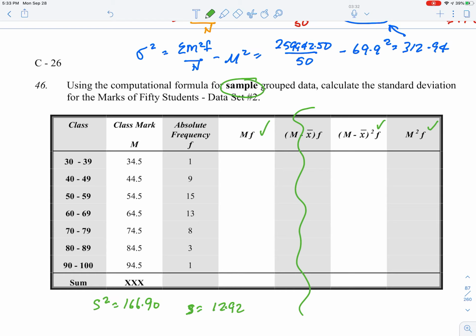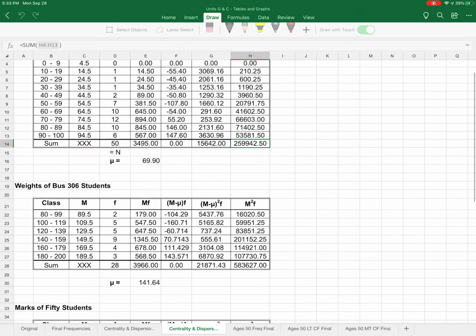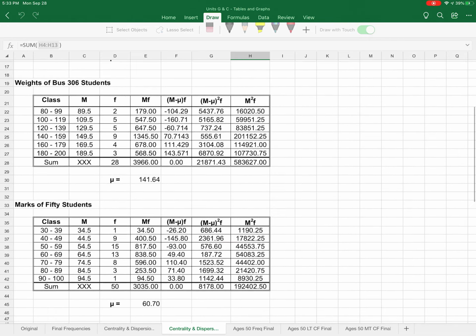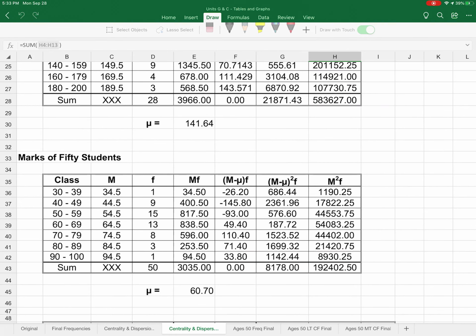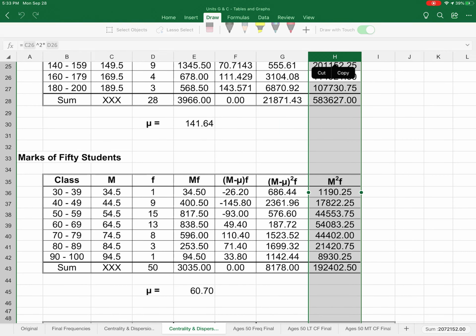All right, so that is that there. And of course you can check your answers back over here. So the marks for the 50 students, and there's your columns that you need right there. Especially E, and then G, and then H. So that's what you'll need there. All right, but please do try this here. Don't just simply jump down to the answer. Make sure that you can get the numbers for at least 1 or 2 rows, and then I'll assume that you know how to do it after that, and you can continue on.